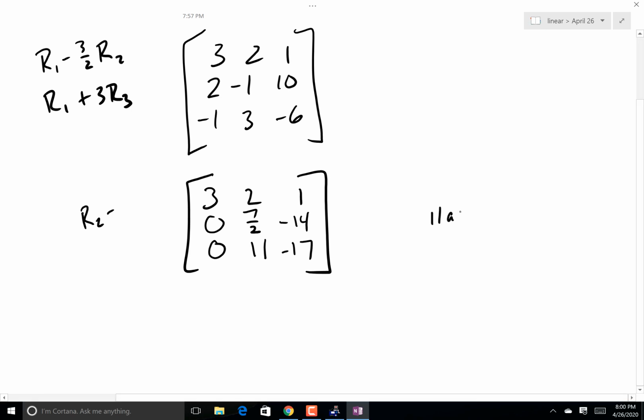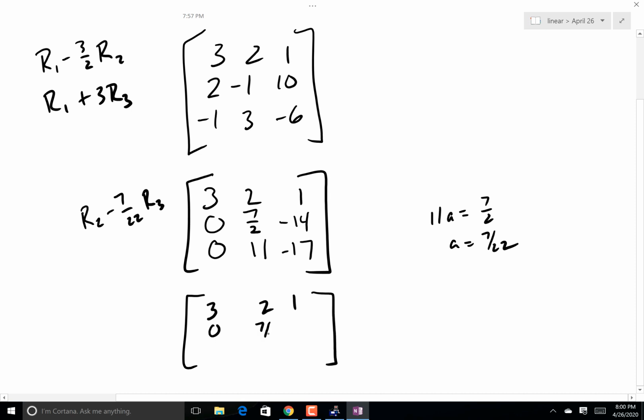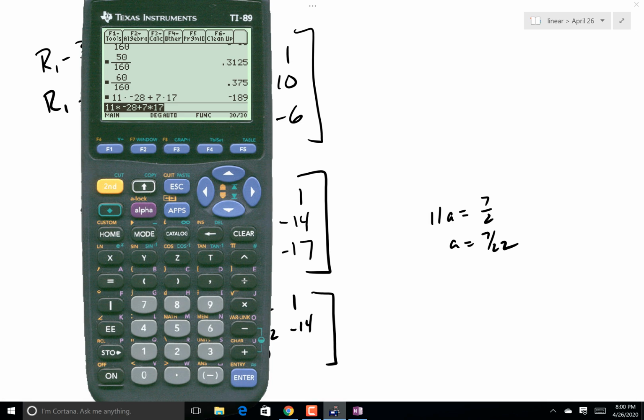So 11 times A, if you will, is equal to 7/2. It means A is equal to 7/22. Do you buy that? So minus 7/22 of R3. That should do the job. So if I did this correctly, I'm going to get 3, 2, 1, 0, 7/2, negative 14, 0, 0. And then I'm going to have, good grief, gravy.